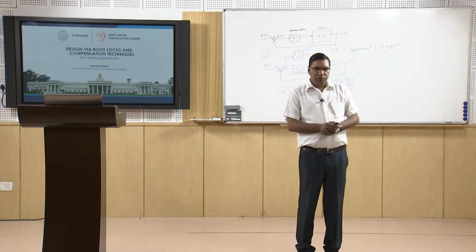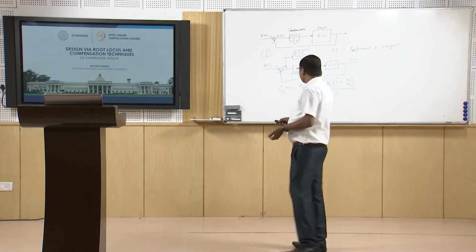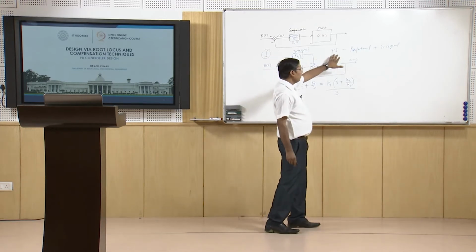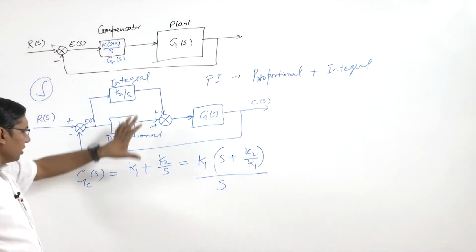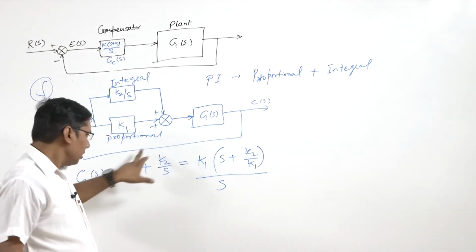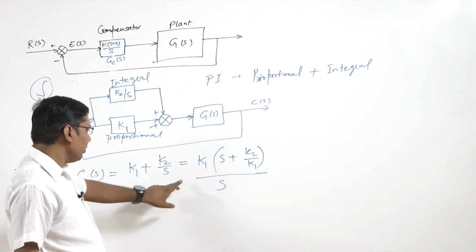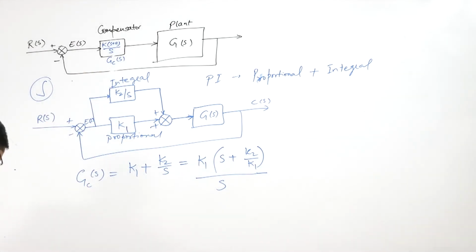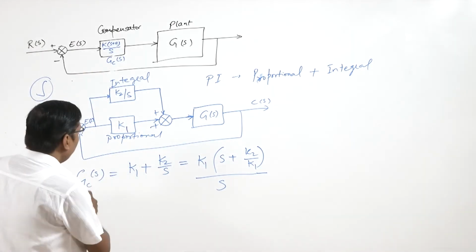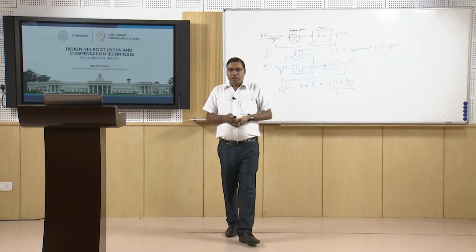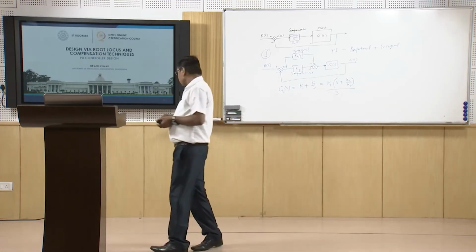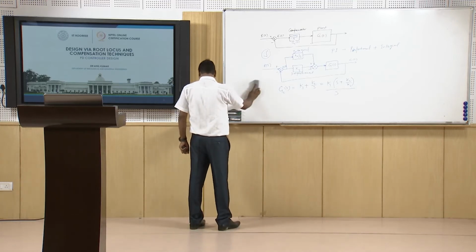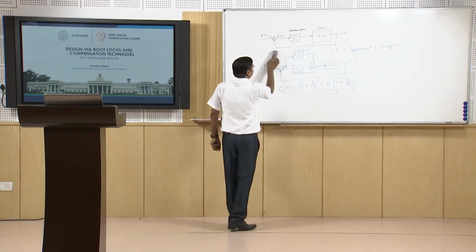So the PI controller has two parts, proportional plus integral, and with these two parts we can get the equivalent transfer function for this PI compensator. Now we take one example for this. Let's take the example.